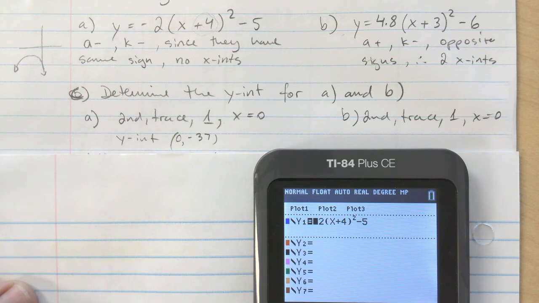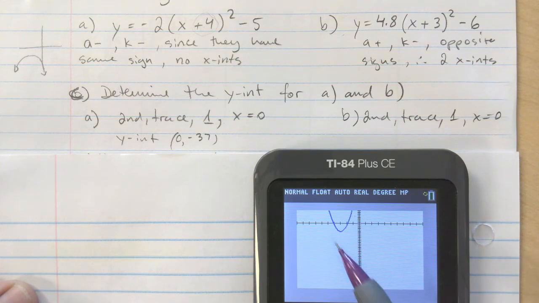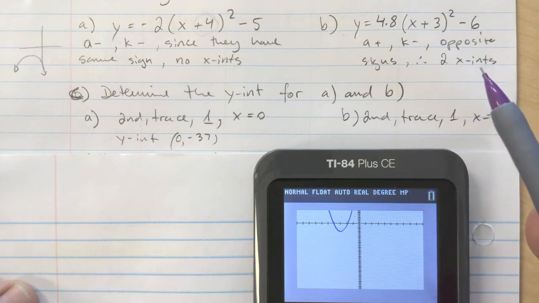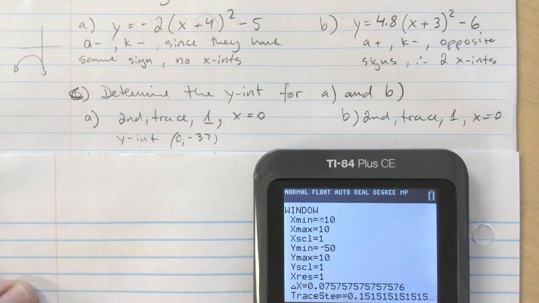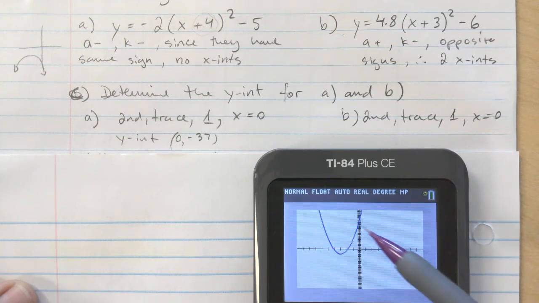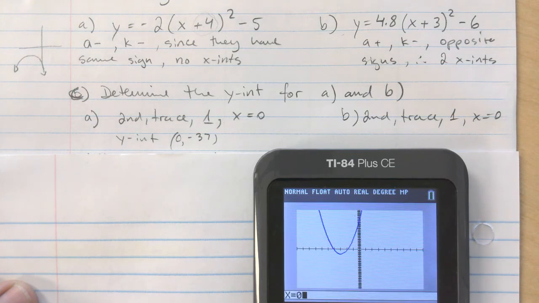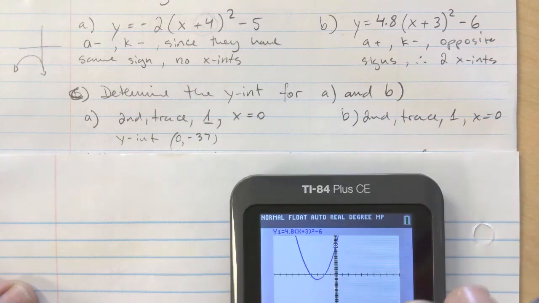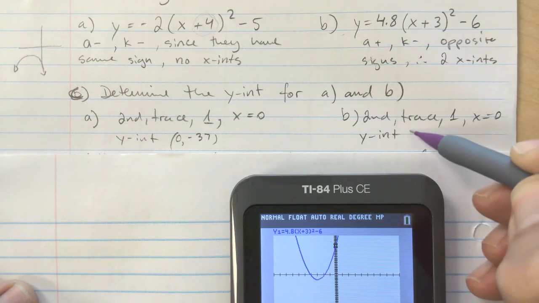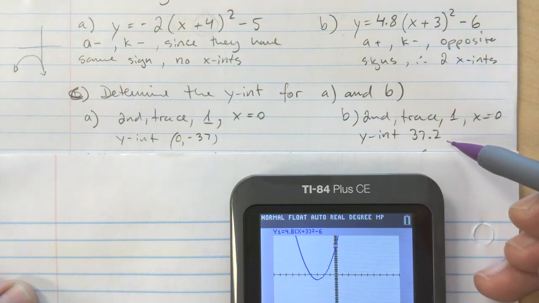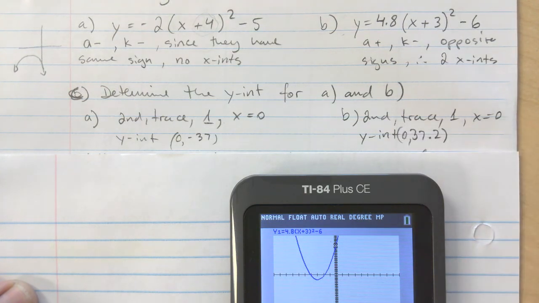Let's type in the other equation there. Use your brackets, right? And there it is, 2 x-intercepts, which we predicted. I'm going to change my window. I'm going to increase my y max to 50. And there it is, it's crossing now. Second trace 1, x equal to 0. That's 37.2. So 0, 37.2 there.